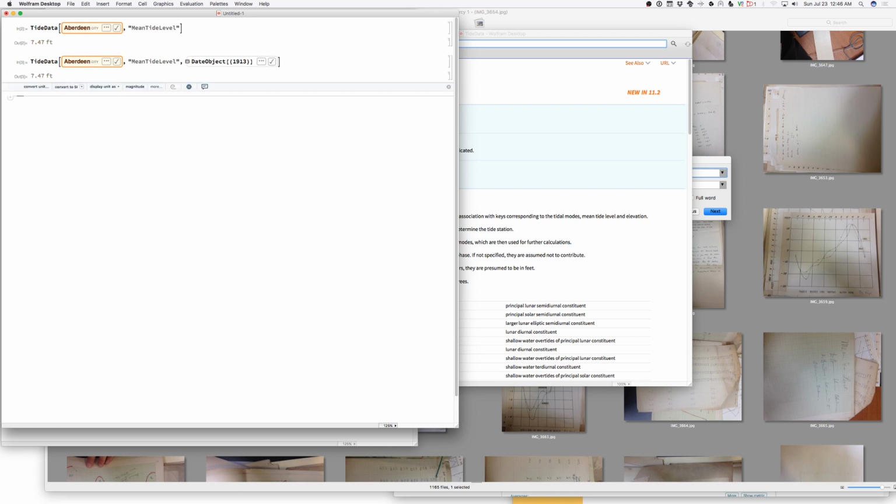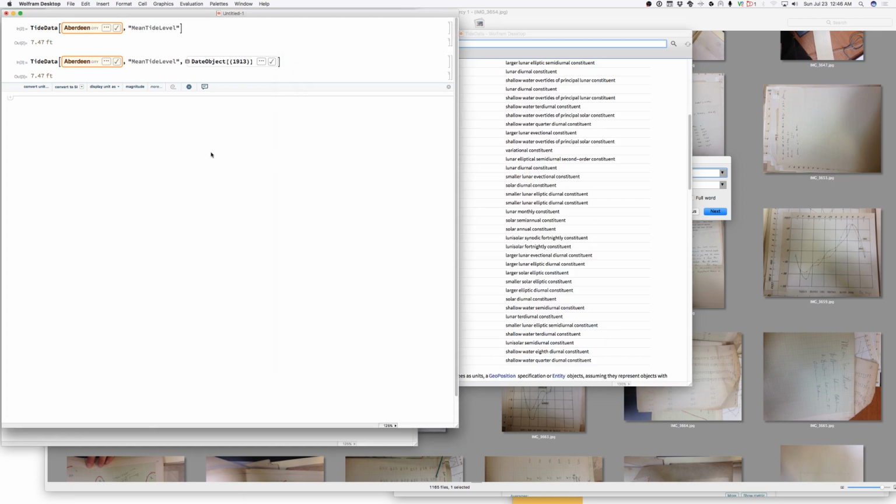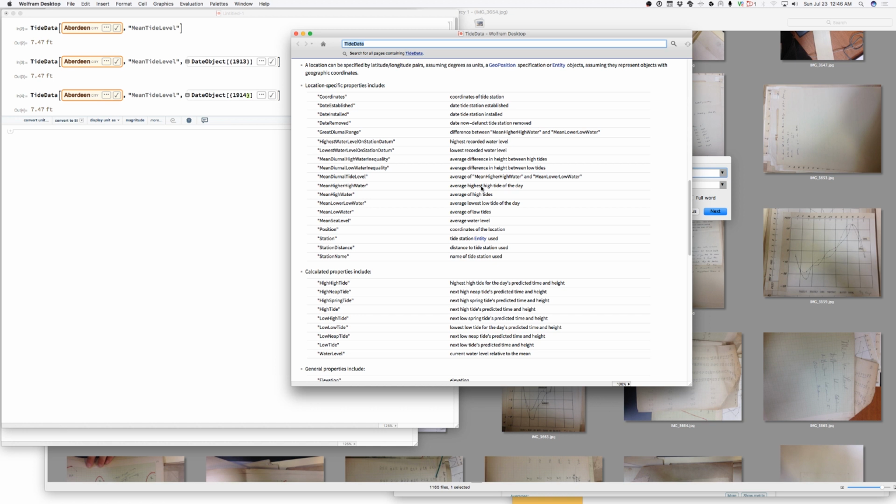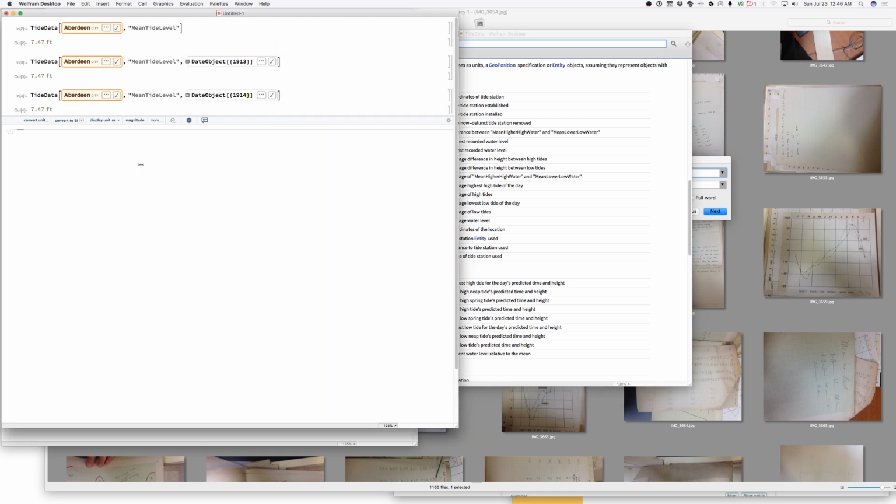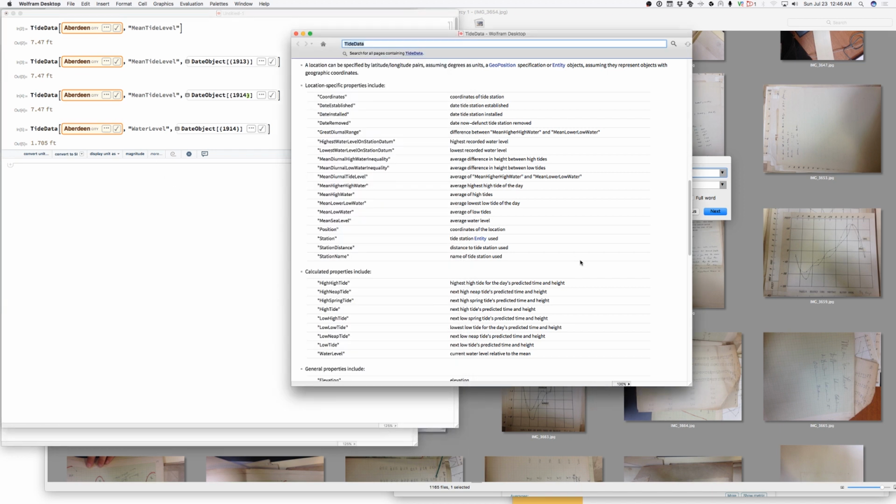7.47 feet. I have a bad feeling that this mean tide level is something which is mean for a whole station. Let's try the year 1914 instead. I don't think this is right. I don't think this is what we need. Let's see what happens. I wonder what happens if we say water level for a whole year here. Well, that's interesting. I wonder what that even means. Is that the beginning of the year? Or is that a time series? That's what I would kind of think it was.